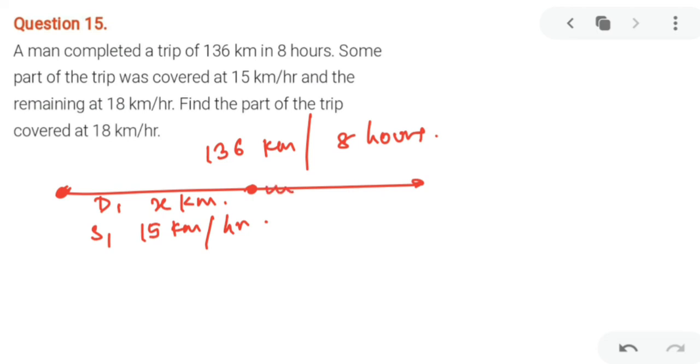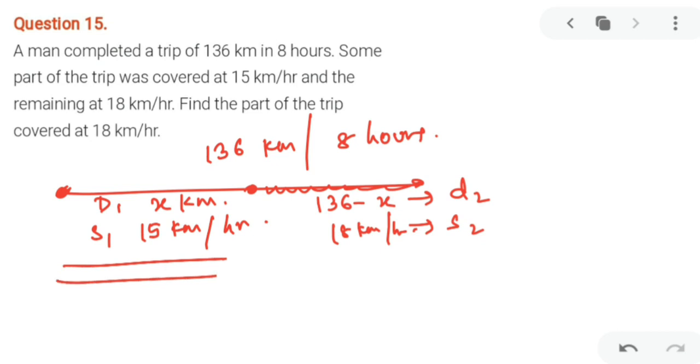Now what will be the remaining distance? If the total distance is 136, out of it you have covered x kilometers, so the remaining will be 136 minus x. So that will be distance 2. And that distance is covered at 18 kilometer per hour. Clear? So now you have this distance and speed, and here also you have distance 2 and speed. And what you have to find? Find the part of trip covered at 18 km per hour. So you will find the value of x, and then let's see what we can do.